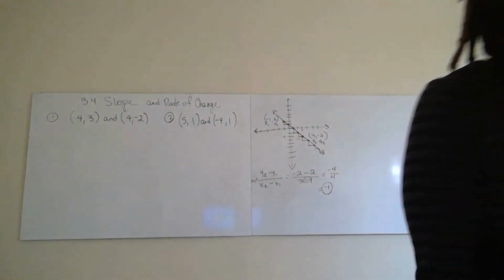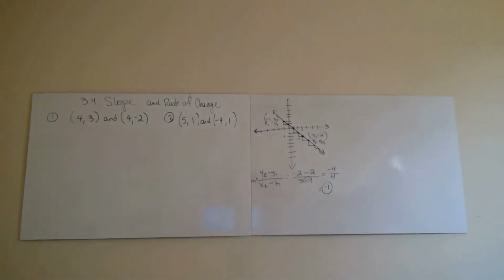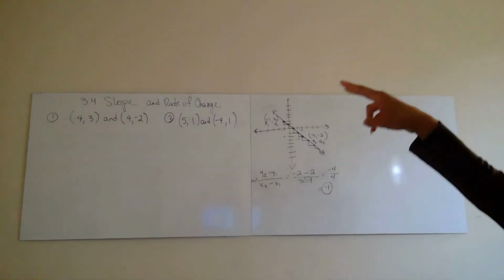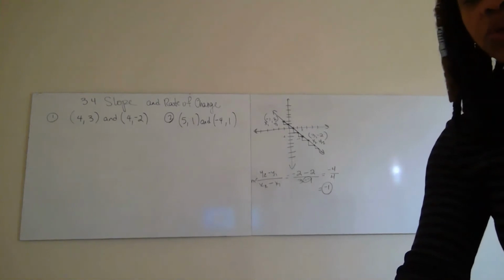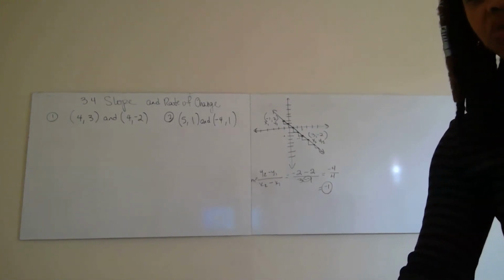All right. So here we have these two ordered pairs. So work those and see if you can identify the slope for each.